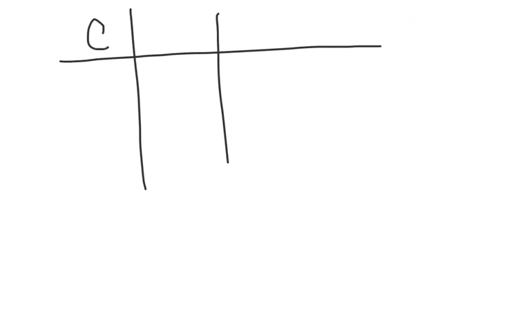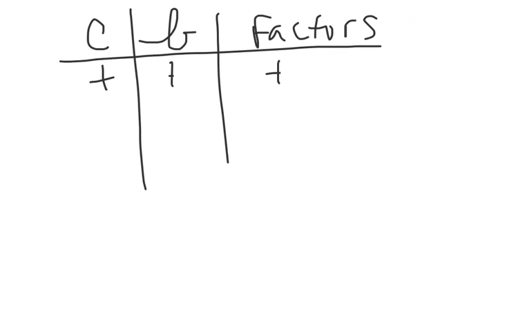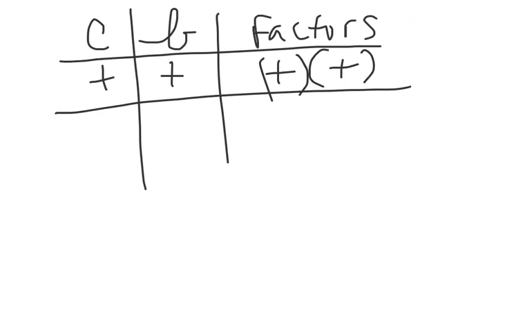This is going to represent the C factor, the C term, the B term, and then the factors. So you want to look at your C value, your constant term. If the constant is positive and the B value is also positive, that means you're going to have two positive factors. It works, guys, it works. Now, if C is positive and B is negative, then you're going to have two negative factors, because when you multiply a negative times a negative, you get a positive.